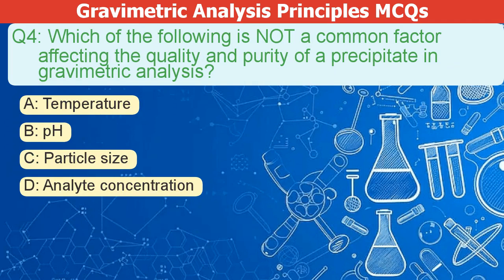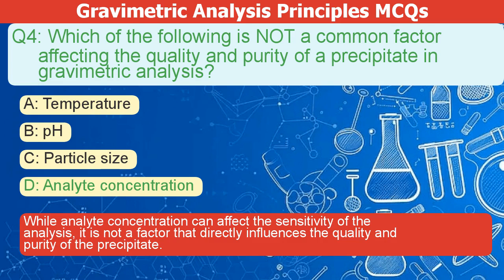Which of the following is not a common factor affecting the quality and purity of a precipitate in gravimetric analysis? A. Temperature. B. pH. C. Particle size. D. Analyte concentration. The correct answer is D. While analyte concentration can affect the sensitivity of the analysis, it is not a factor that directly influences the quality and purity of the precipitate.